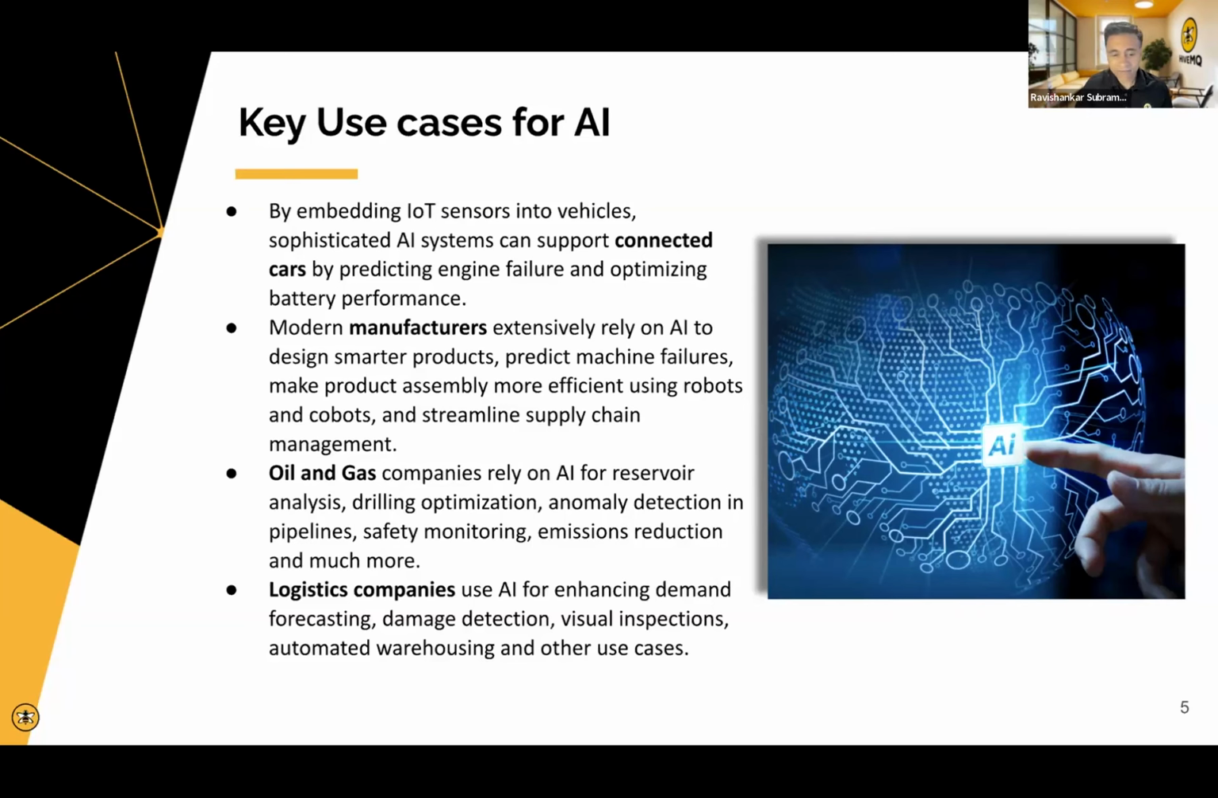In oil and gas, it could be reservoir analysis or drilling optimization, using the power of robots and drones to monitor things and use all that data to figure out what are the right ways to optimize your oil production, reducing emissions, being more safe. In logistics, it's demand forecasting, for example, damage detection on products that are coming in, enabling digital visual inspections, automating warehouses, and many other use cases. I could be talking at length just on the use cases, but we've got to move on here.